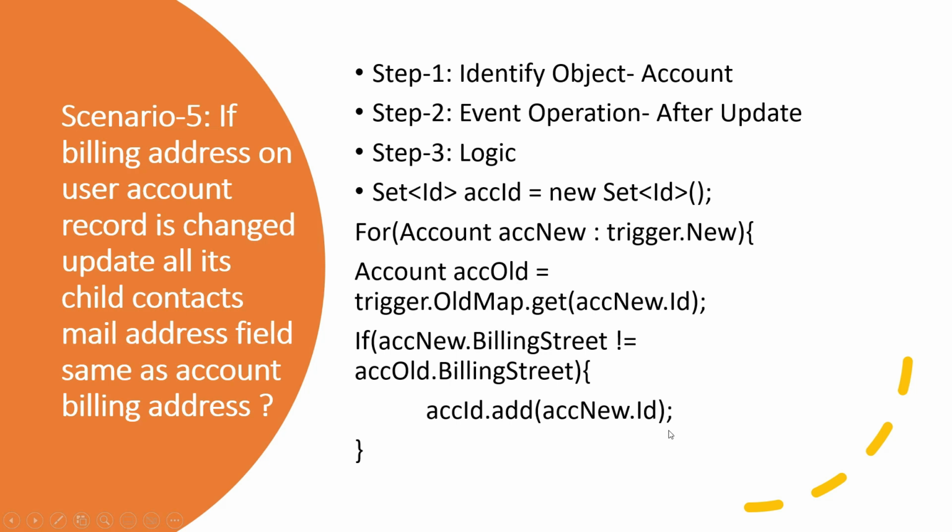The next step is, if the old values and new values do not match, meaning the result is yes, then we'll be adding these account IDs into the set of IDs. The set of IDs we have declared above: Set<Id> accId equals new Set<Id>. So we'll be adding into this set, and we'll have all the account IDs on which the billing address has been changed.